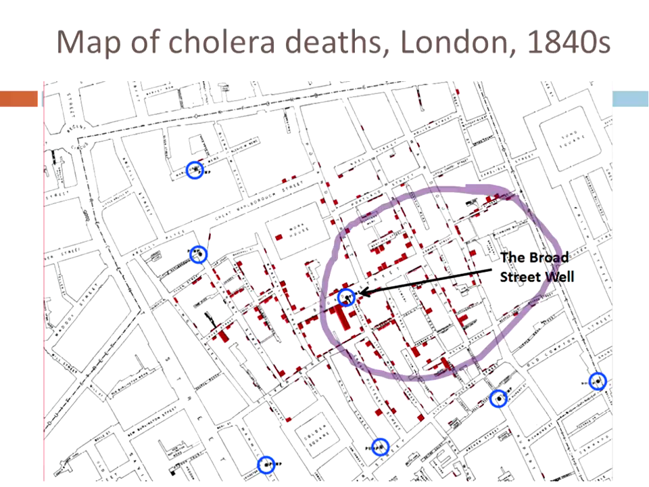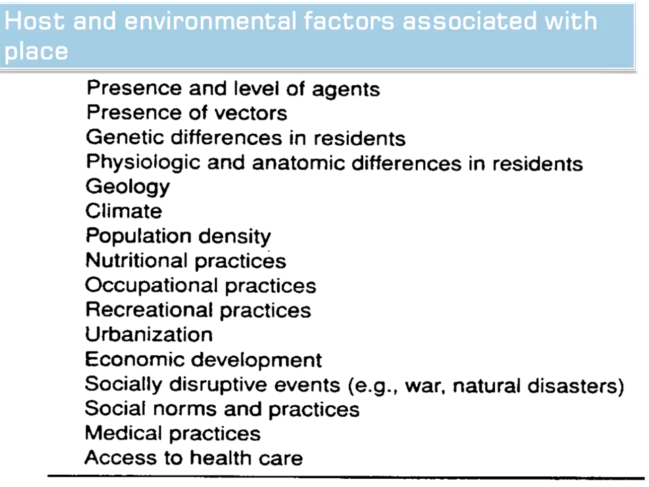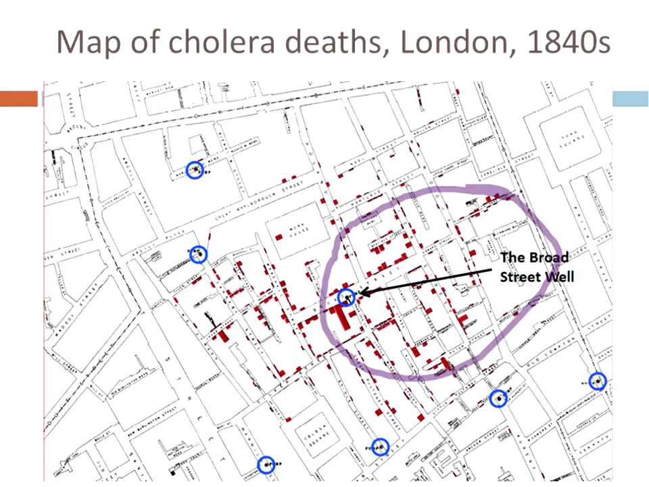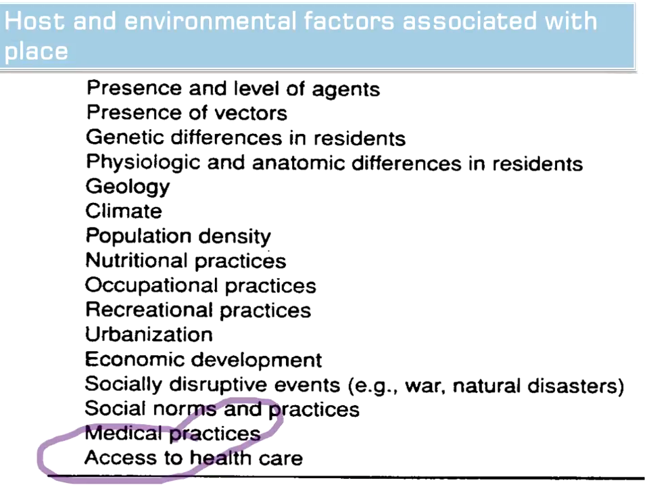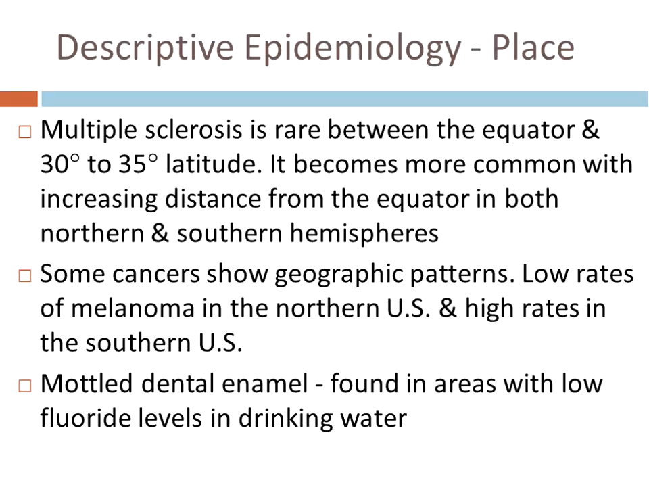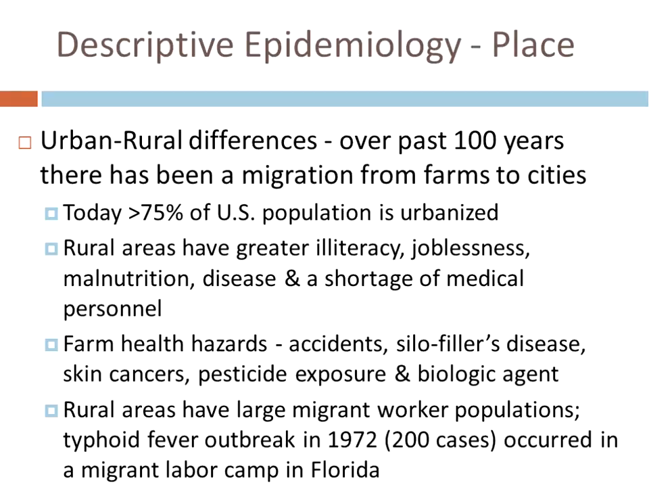And so this again shows place. Host and environmental factors that are associated with place: the levels of the agent or the vectors in an area, genetic differences in people within certain populations, anatomical differences between different races, geological differences, climate, population densities, nutritional practices, what people do, occupations, how they recreate. Urbanization, a lot of people living close together, access to health care. This has a lot to do with our place. It's how we define it and are able to better take a look at how disease is caused.